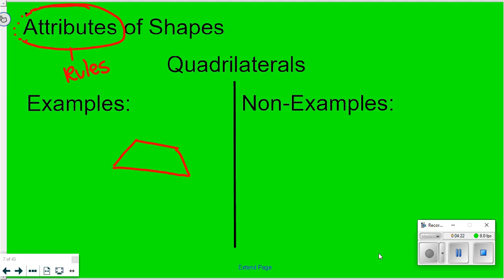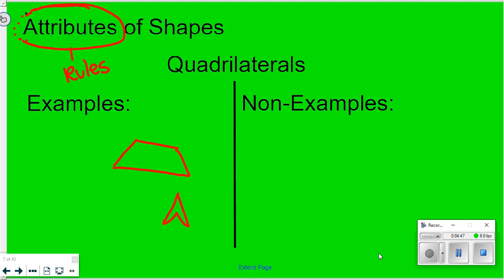Mackenzie, draw me another example that is different from Kaden's. Don't draw Kaden's. Tricky. Does it have 4 straight sides? Yes. 4 corners? Yes. Is it closed? Yes. Then it is a quadrilateral. I can say this shape's name is quadrilateral.